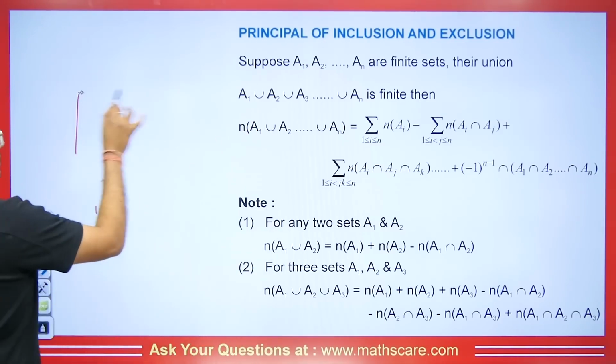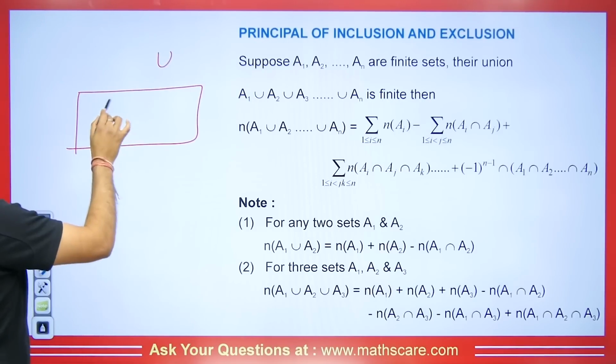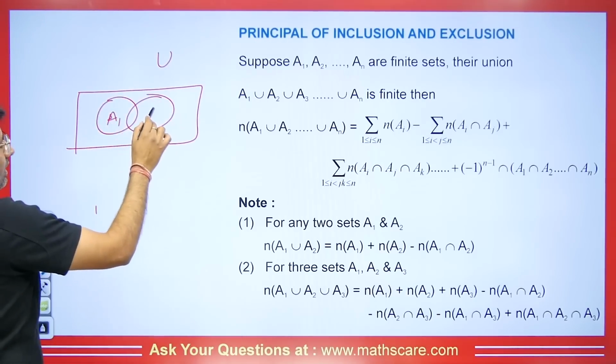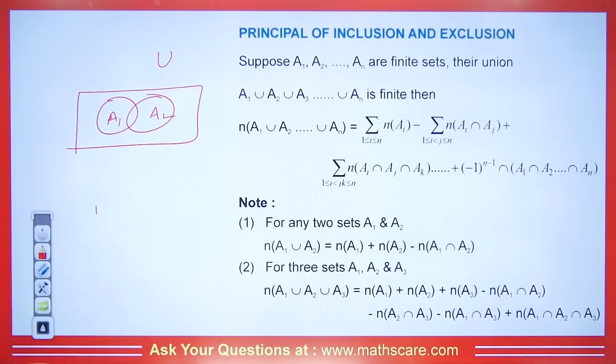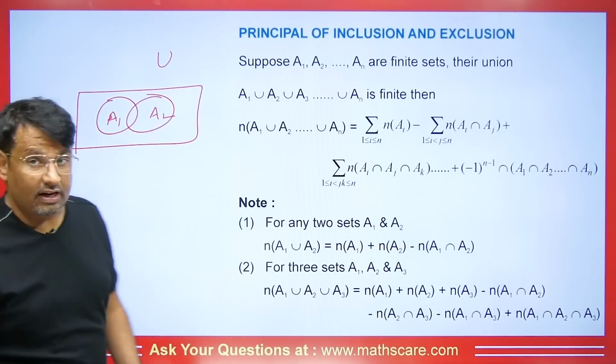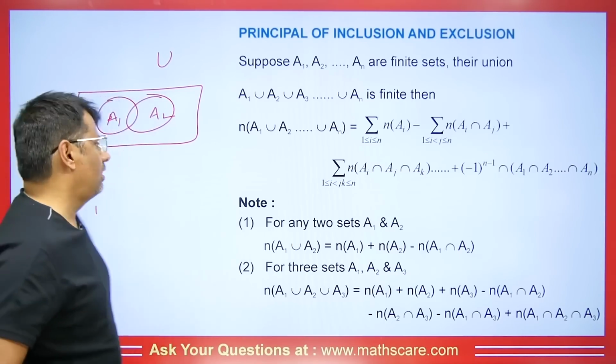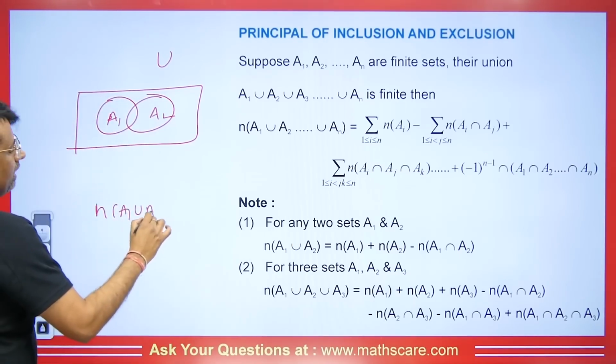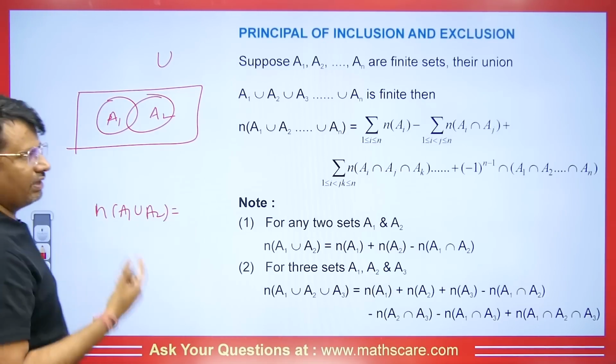Suppose we consider a universal set U, and within it we have the subsets A1 and A2, right? If you're asked about the union of A1 and A2, meaning if you're asked to find out the union of A1 and A2, whenever I talk about union, n means the number of elements in A1 and A2.